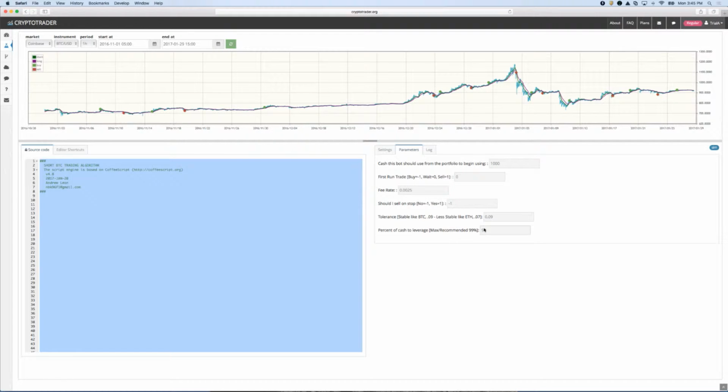And then the percent to leverage, this is really, if you've got $1,000 in there, obviously you can't use all of it. Depending on the trading platform that you're on, you've got various fees associated with it. So you need to account for those fees. So I won't let you put more than 99%. Typically, like Coinbase is a quarter of a percent, 0.25. Bitfinex is 0.2, depending on what type of trading you're doing. So anyway, these are the various parameters.